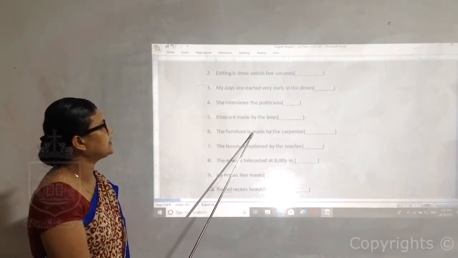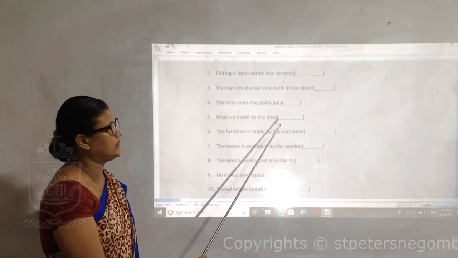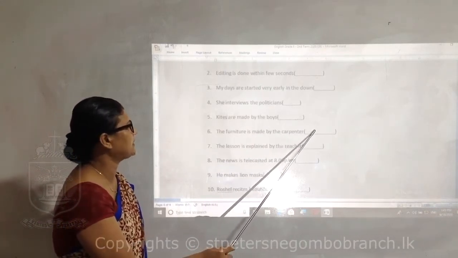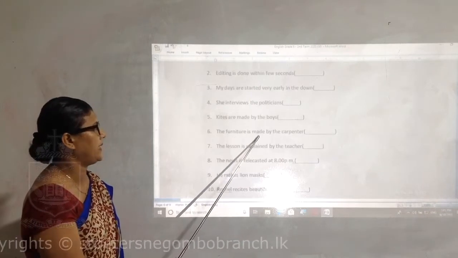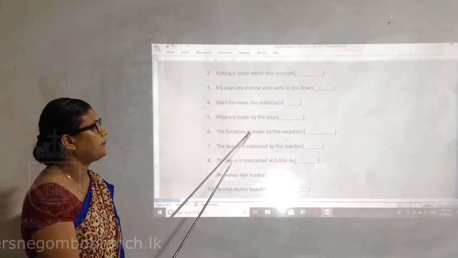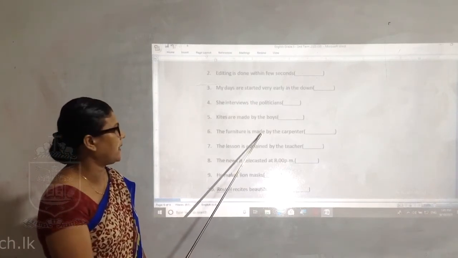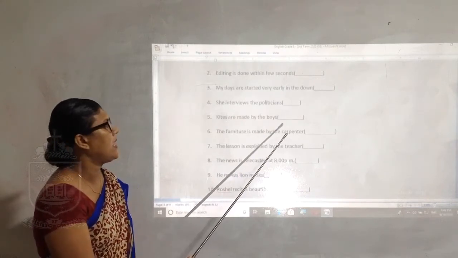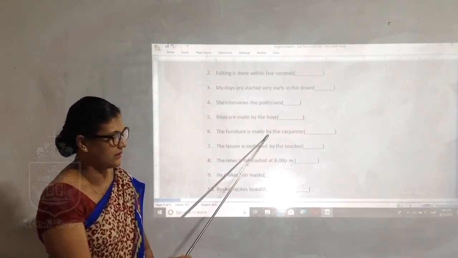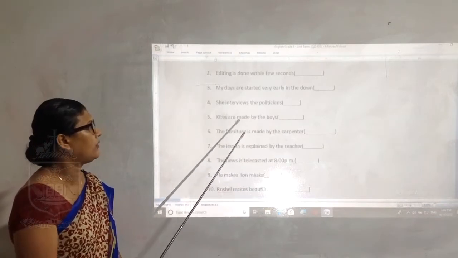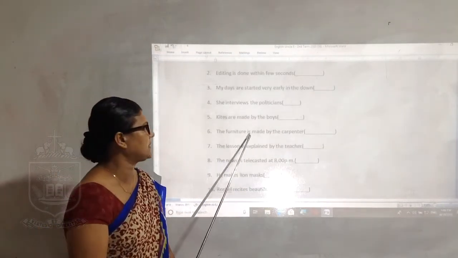The furniture is made by the carpenter. This is a passive voice sentence. "Is made": "is" is the auxiliary helping verb, "made" is the past participle form of the verb, and also the word "by". That is how you identify a passive voice sentence.